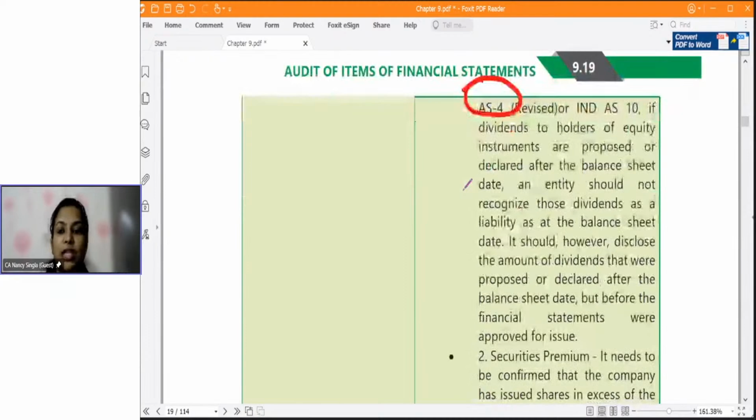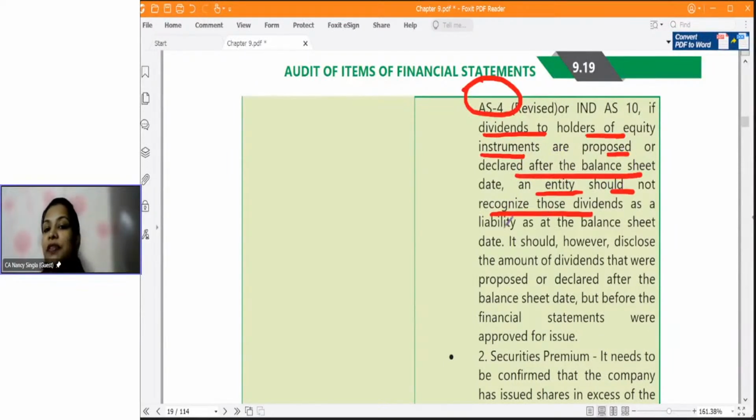See, if dividends to holders of equity instruments are proposed or declared after the balance sheet date, an entity should not recognize those dividends as a liability as at the balance sheet date. Okay? If it is not yet covered, students, only this is the relevant part that you require for understanding reserves and surplus. So be with me.